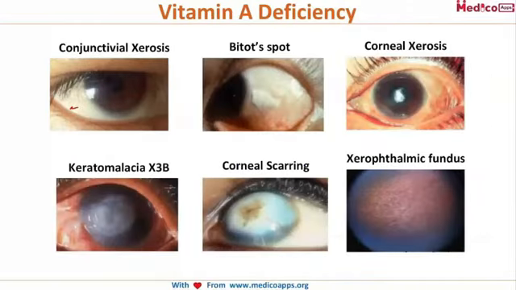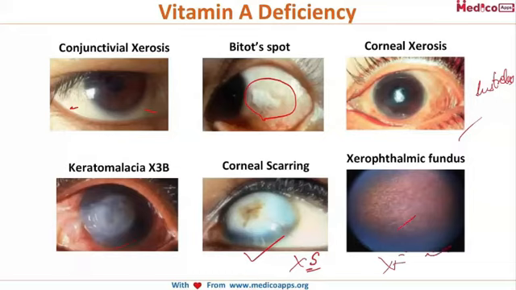Conjunctival xerosis, you can see all the folds on the conjunctiva, you can appreciate them. This indicates the dryness of conjunctiva. And then these are the foamy triangular spots, those are the Bitot spots. And you can see a dull lustreless cornea over here. There is no luster. So this is corneal xerosis, and this is X3B. More than half of cornea has been ulcerated, and this is XS, that is stage of corneal scarring, and this is XF, that is xerophthalmic fundus. This is how a fundus of vitamin A deficiency appears. It is very rare in India.